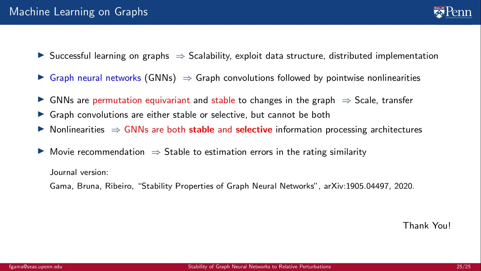Developing successful machine learning on graphs requires architectures that scale, exploit the structure, and have a distributed implementation. Graph neural networks achieve this by using graph convolutions followed by pointwise nonlinearities. I proved that GNNs are permutation equivariant and stable to changes in the graph, which leads to scalability and transferability. And I also showed you that linear graph convolutions are either stable or selective, but cannot be both, and that the addition of the pointwise nonlinearities makes GNNs be both stable and selective information processing architectures. I have briefly illustrated these stability properties in the problem of movie recommendation, where I showed that GNNs are stable to estimation errors in the rating similarity.